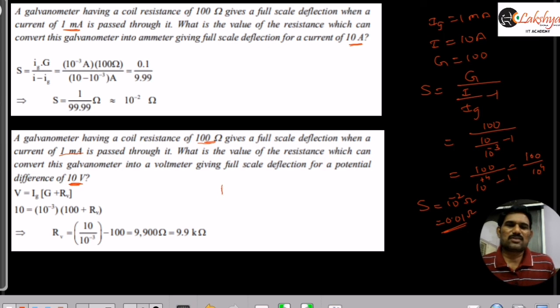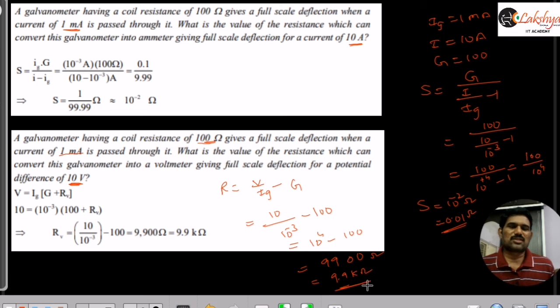Again our formula for resistance is R = V / Ig − G. Here the V value is 10 and the Ig value is 10 power minus 3 ampere, minus this G value, 100. So you can write this as 10 power 4 minus 100, which is 9900 ohms, or 9.9 kilo ohms. That is the resistance. Now how should this resistance be connected? This high resistance must be connected in series with the galvanometer so that it converts into a voltmeter.